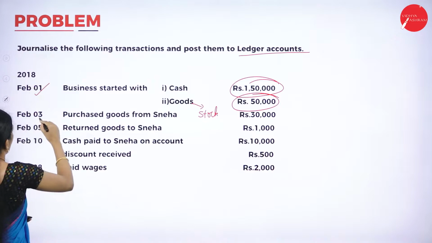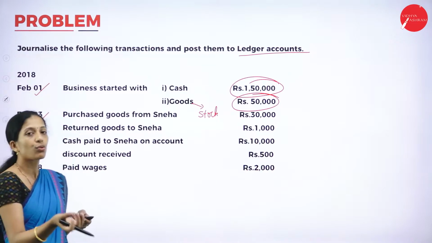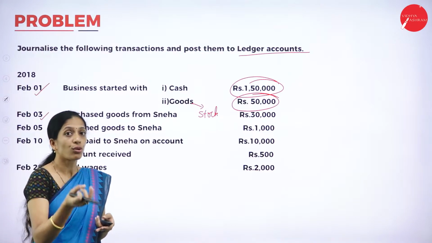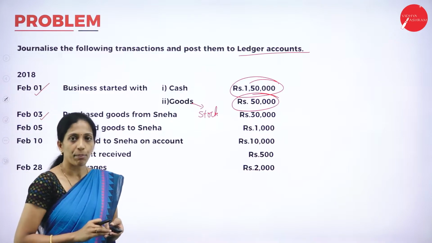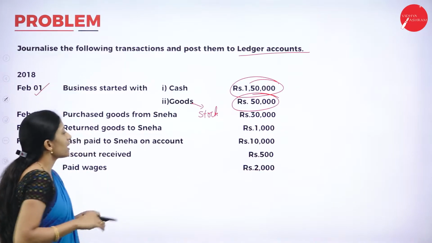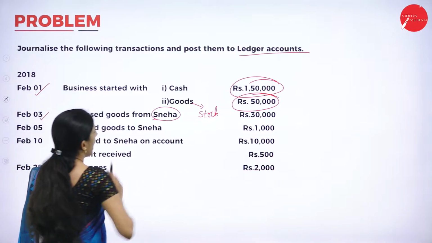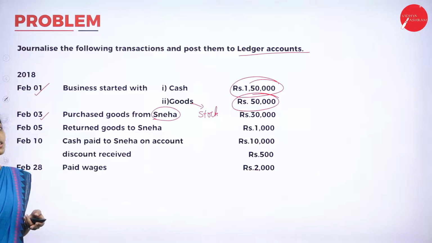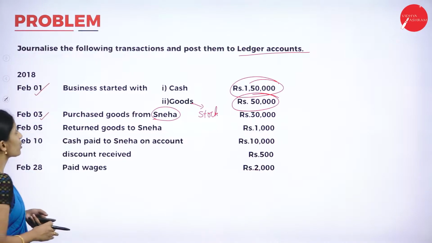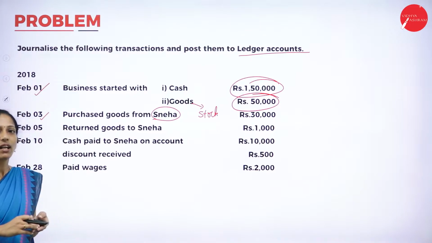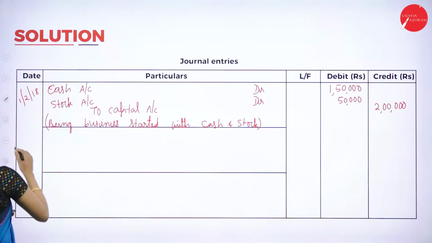Now coming to the second one, Feb 3rd, purchased goods from Sneha. So here the goods has been purchased from Sneha. So goods comes to you, but you are not recording it as goods account, you will record it as purchases account. And whether it is purchased on cash basis? No, because they have mentioned the name of the person and at the same time the word cash is absent here. In the sense they have purchased on credit basis. Now what is your journal entry? Purchases account debit to Sneha's account. And what is the amount? 30,000.